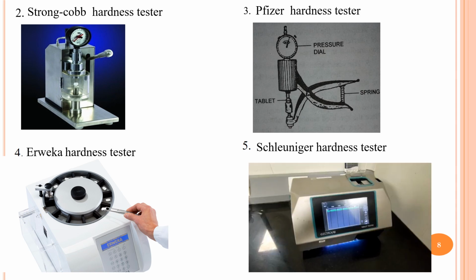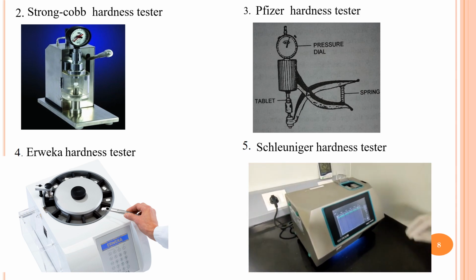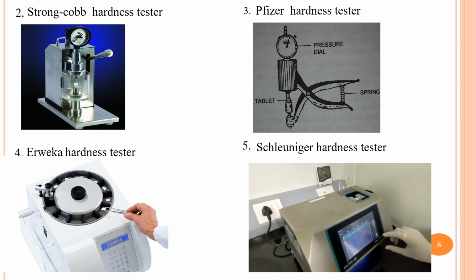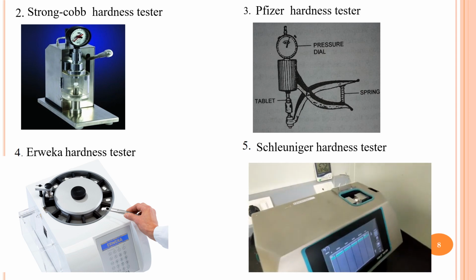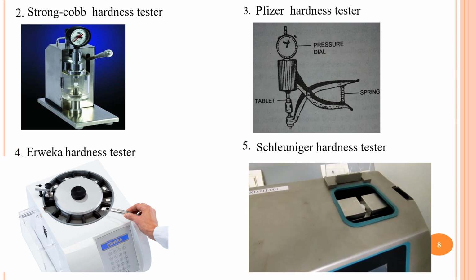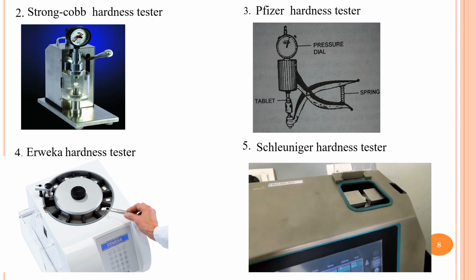Here we have kept a tablet between the two spindles. These two are coming towards the tablet to crush it. See, the tablet breaks down and the hardness reading will be seen on the digital monitor.